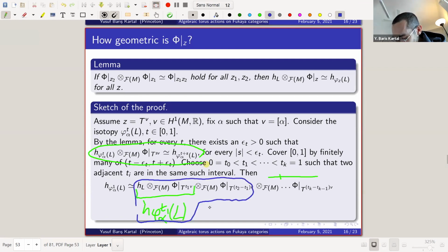But then you can apply this relation to the phi alpha T1 L. And so you can get this T2 minus T1 added to here by T2 L.